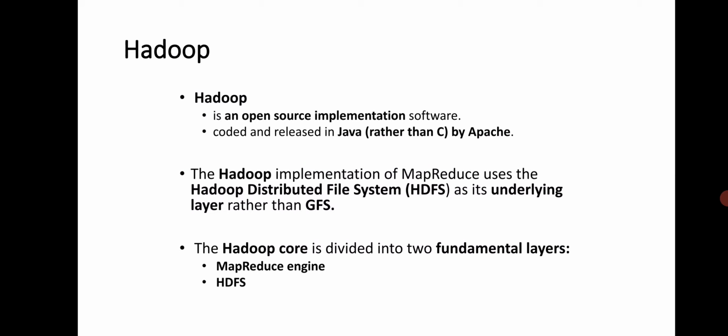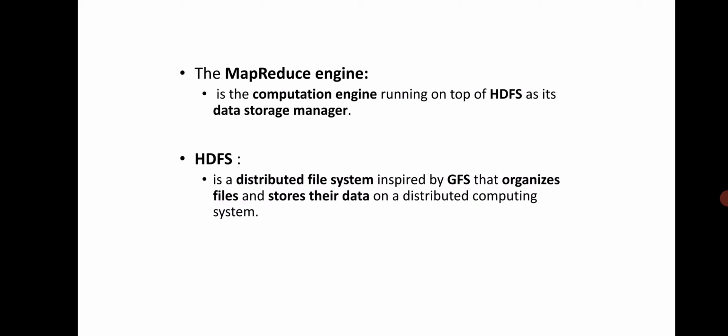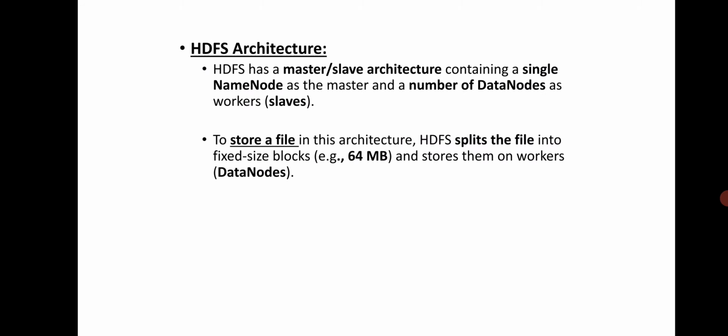The Hadoop core is divided into two fundamental layers. One is the MapReduce engine and the other is HDFS, the Hadoop Distributed File System. The MapReduce engine is the computation engine running on top of the Hadoop Distributed File System as its data storage manager. The Hadoop Distributed File System is a distributed file system inspired by GFS that organizes files and stores their data on a distributed computing system.